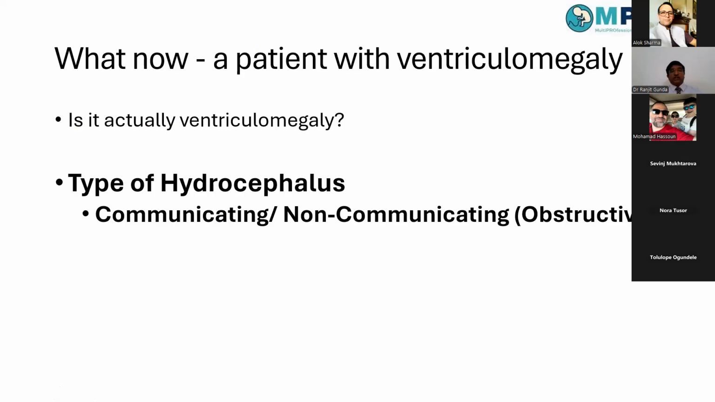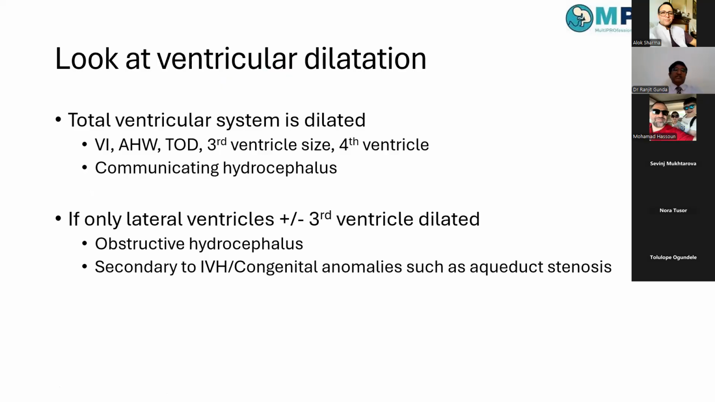Next question: what type of hydrocephalus do we have, communicating or non-communicating, which is also called obstructive hydrocephalus? If you see the total ventricular system dilated, which means the ventricular index, anterior horn width, pterygo-occipital distance, third ventricle size and fourth ventricle are all dilated, that means there's a free flow of CSF across the ventricular system. That means it's a communicating hydrocephalus.